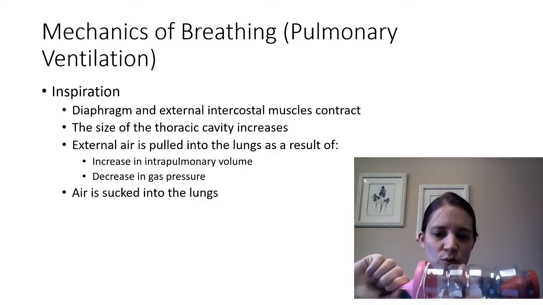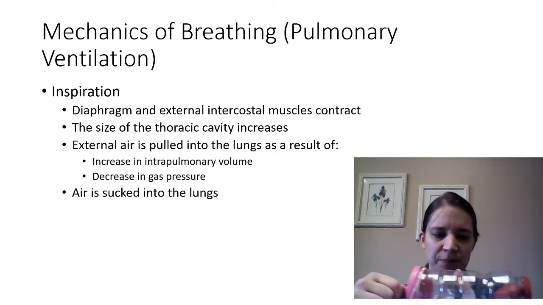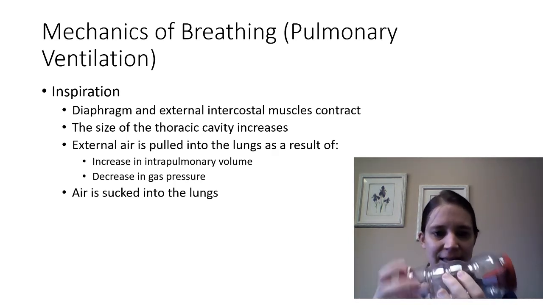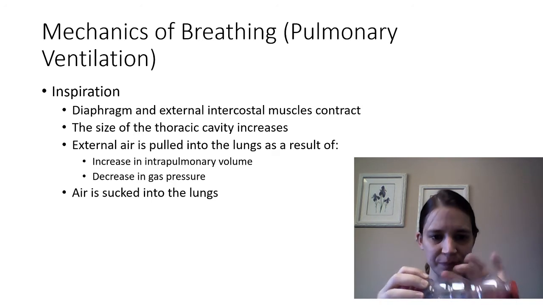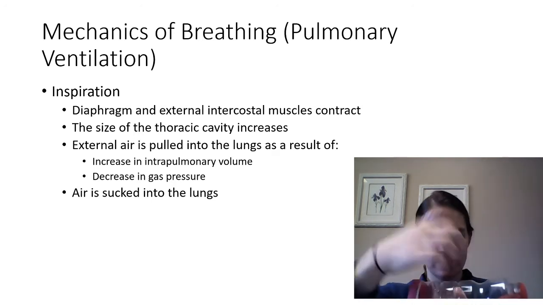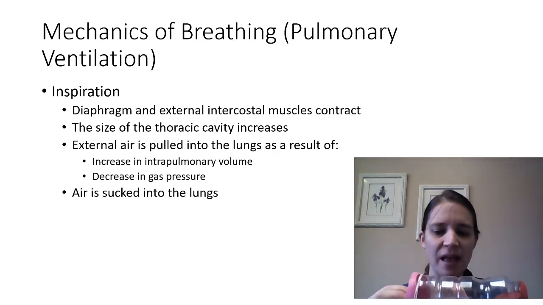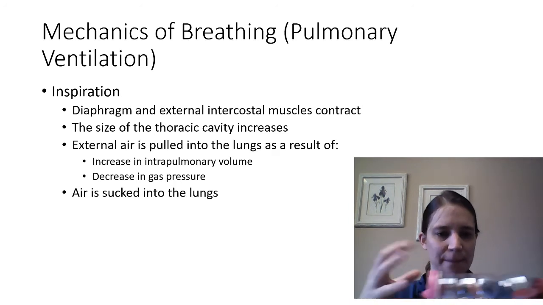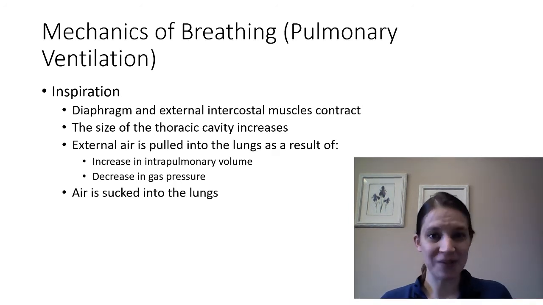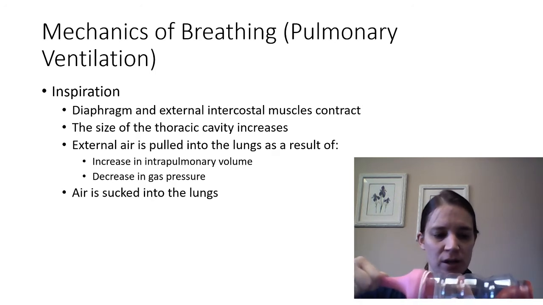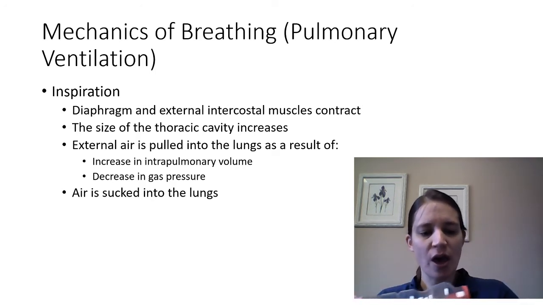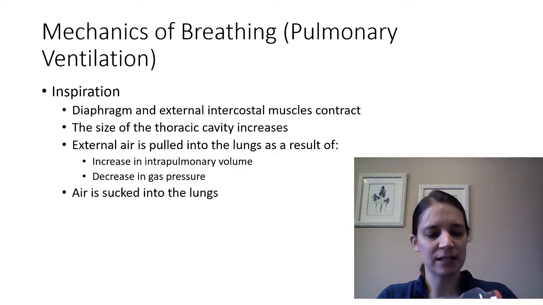So the space is bigger, but if there's a certain amount of gas in a specific spot, it's called the interpulmonary volume. If that volume gets bigger, but the total amount of gas stays the same because it's not open to the air on the inside here, the pressure drops. So the pressure inside here is going to drop because suddenly you get bigger, and then air, if this red balloon is supposed to be the lungs, air gets sucked into the lungs.